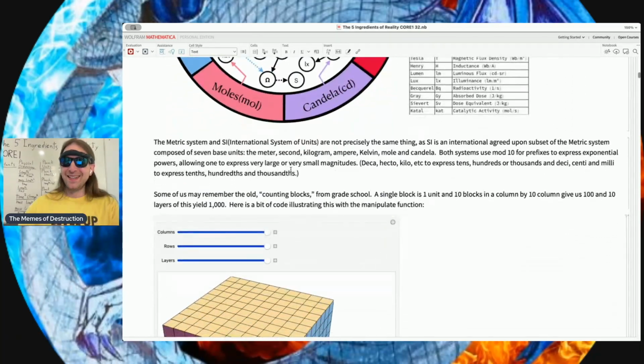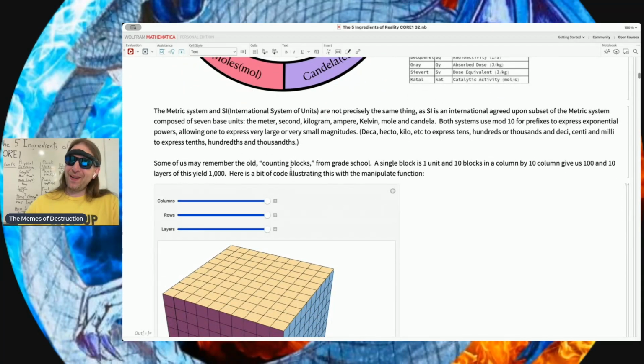Okay. So one of the things that's useful about the metric system is because it happens to use certain prefixes and stuff. As we can see, we can express large and small magnitudes, either using deca, hecto, kilo, etc., to express tens, hundreds, and thousands, and deci, centi, milli to express tenths, hundredths, and thousandths.